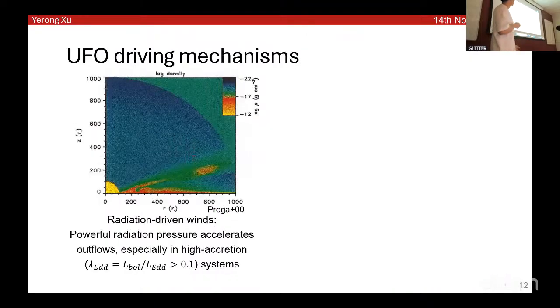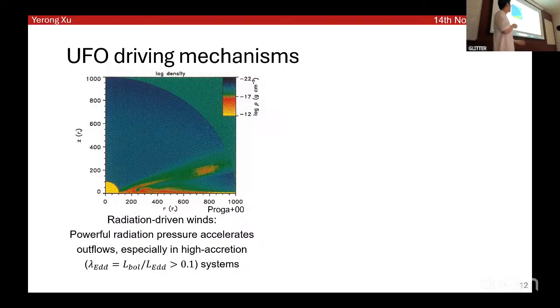Despite the fact that we have detected many UFOs in the past two decades, we still don't quite understand the underlying mechanism for the UFOs. One promising theory is radiation-driven outflow, where the winds are launched and accelerated by the strong radiation pressure, so they could be expected to exist in high accretion systems. Here, high accretion means an accretion rate larger than 0.1.